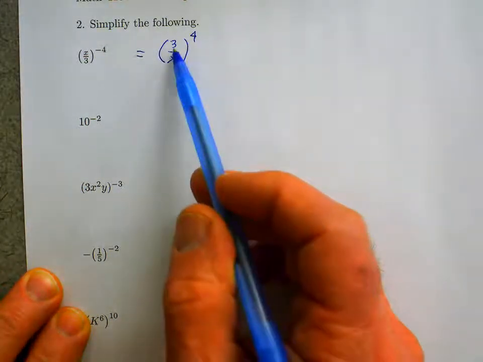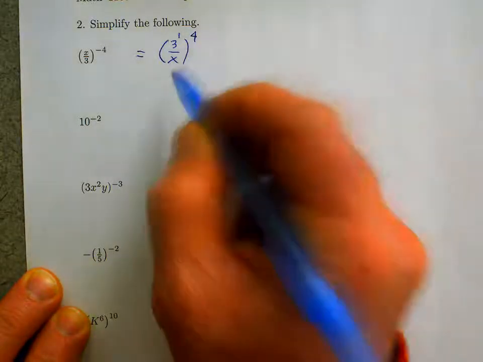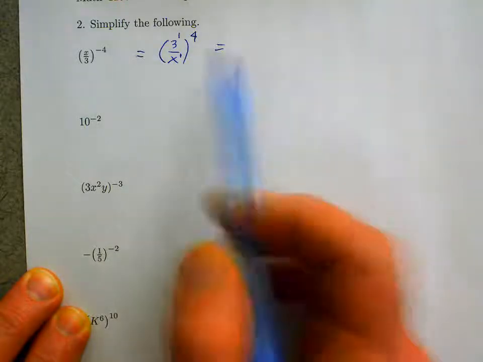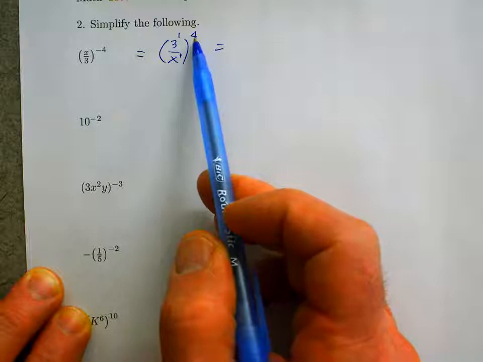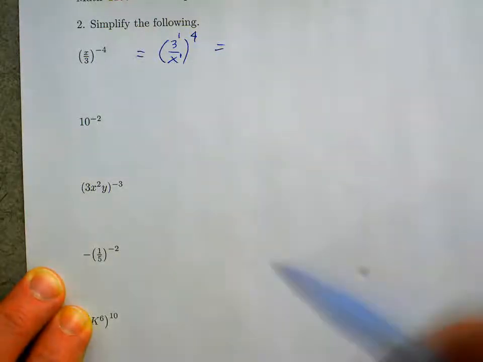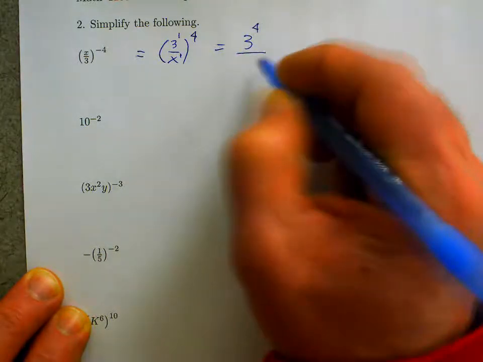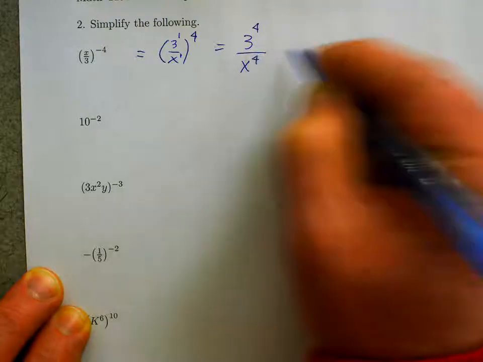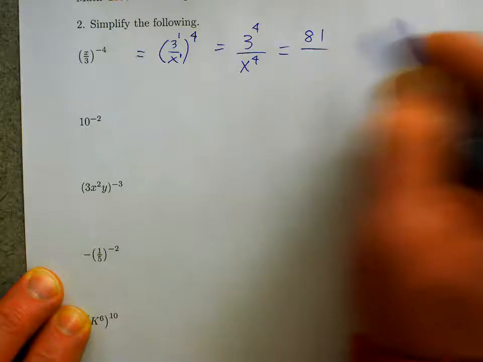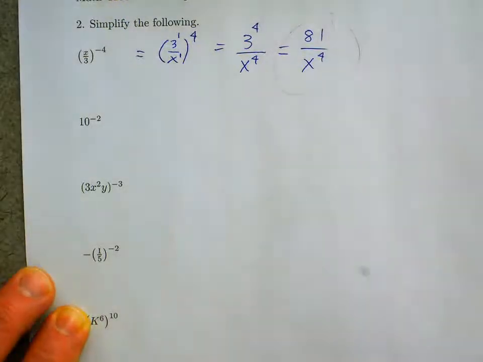So think of 3 as 3 to the first, 3 with an exponent 1. Think of x as x to the first. And then we multiply the outer exponent times each of the exponents on the factors on the inside. So we get 3 to the fourth divided by x to the fourth. And 3 to the fourth is 81 divided by x to the fourth. That's as far as we can simplify that.